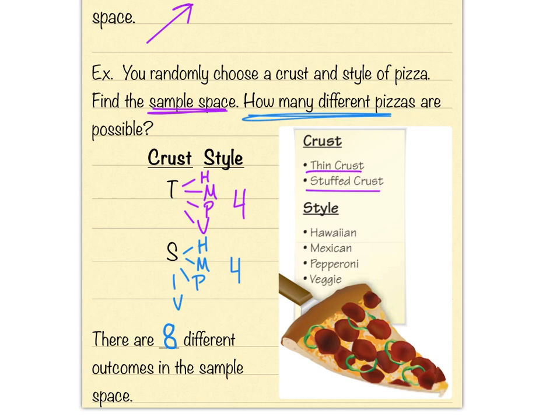Now, what we're going to talk about in just a second is what we did on the last page of the notes when we worked with those locks. If I have 2 choices to make, then I'm going to multiply 2 numbers together. There are 2 different types of crust, and there are 4 different types of styles. So if I do 2 times 4, that's a much easier way to get 8 than it would be to have to list them all out.